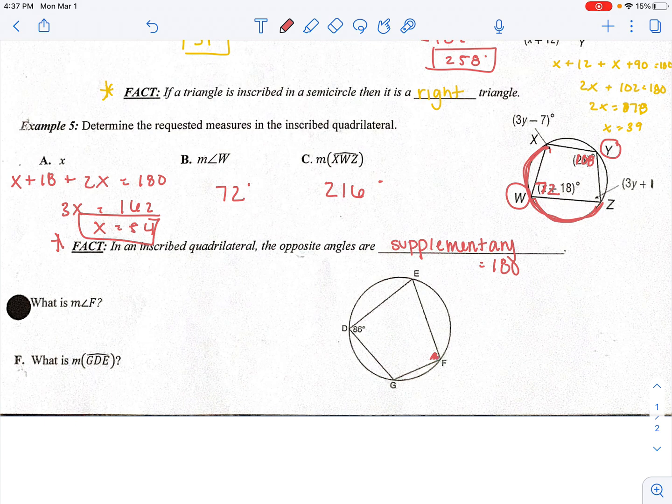Over here, they want to know what angle F is. Now remember, opposite angles add up to 180, so I can do 180 minus 86, and I get 94 degrees. They want to know what GDE is. GDE. That is the arc going with this inscribed angle. So I can take that inscribed angle and times by 2. 94 times 2 is 188.